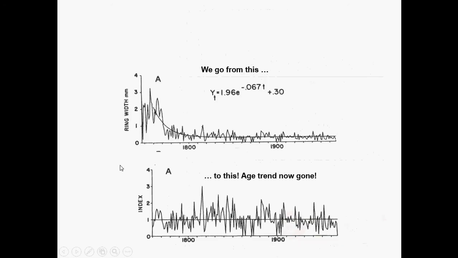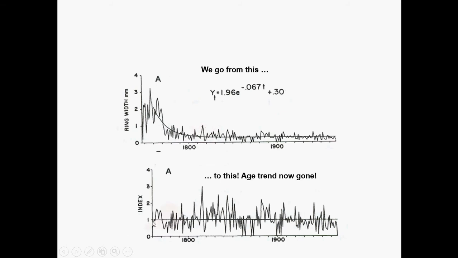So the way we do this is we calculate an index. We fit a curve, so you can fit a function to the ring width measurements that approximates that trend, and you can summarize that with an equation. In this case we have a negative exponential equation. We fit that to the series, and then we take the residuals. So we fit the trend and we look at whether an individual point is higher or lower than the predicted value from that growth trend.